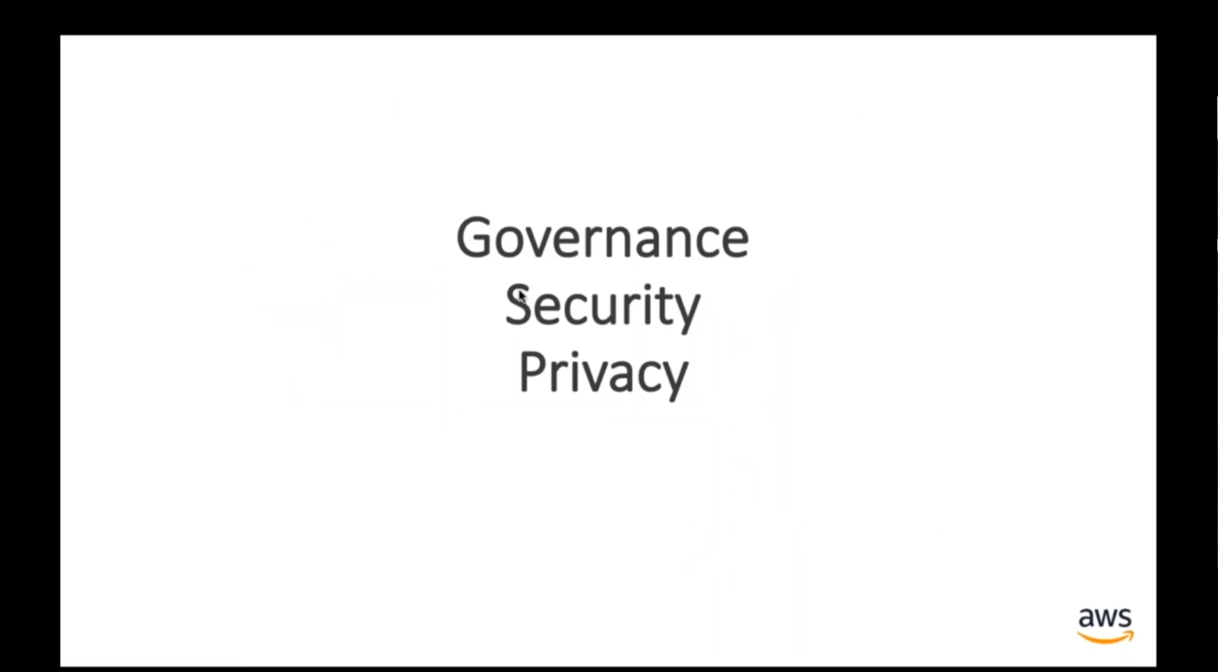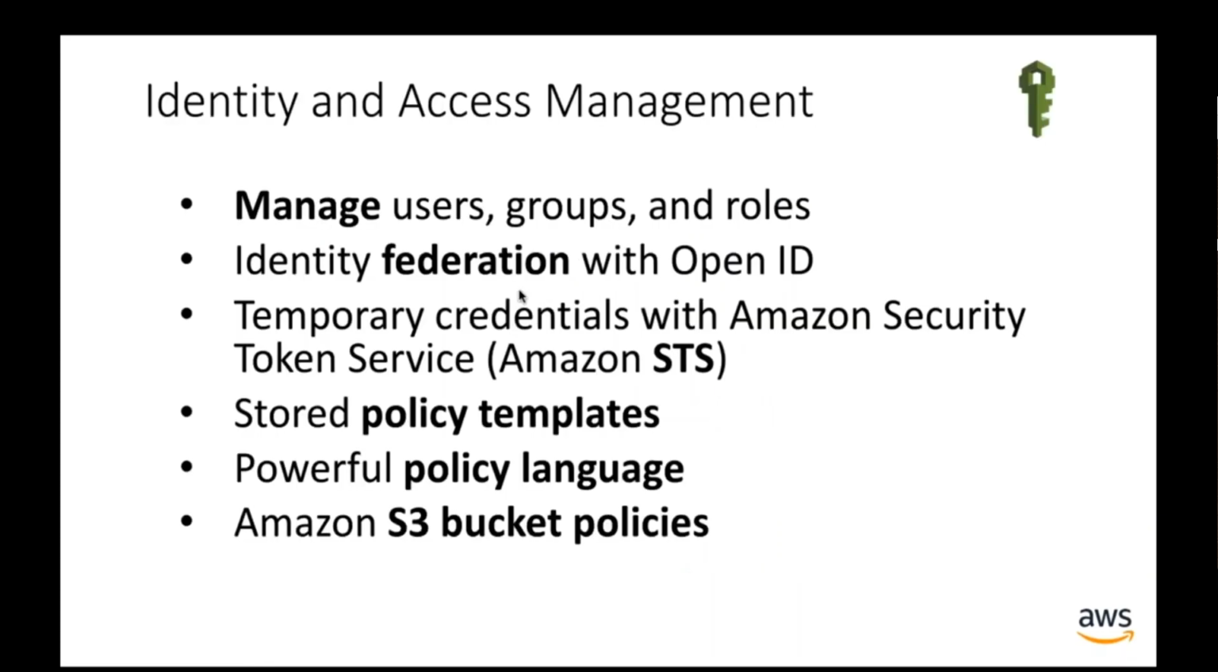Okay. Let's move on to governance, security, and privacy. The basis for all security across all AWS services is our Identity and Access Management service. This allows you to manage users and groups and roles, and then to attach policies to specific resources or specific services that govern who can access that service and what they can do with it. In the context of S3, we can attach policies to specific buckets describing who can access the objects in those buckets, who can list them, who can modify them, who can create them, and so on.